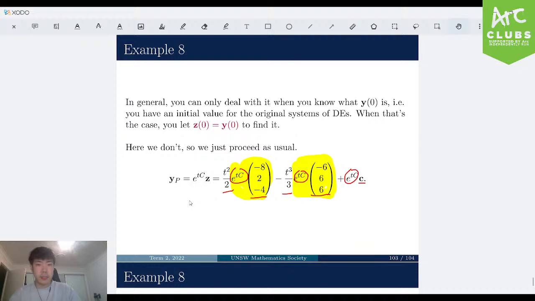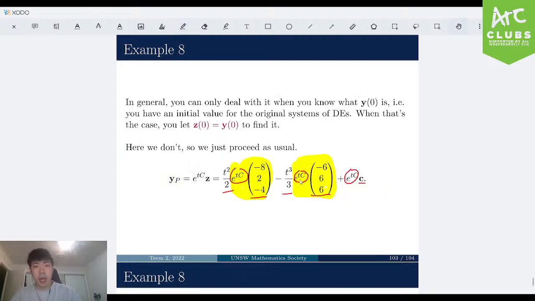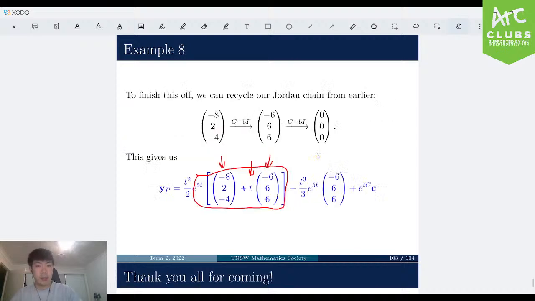So on this next slide, you will see this e to the power of tc times negative 8, 2, negative 4 will turn into this by the theorem above, because our eigenvalue is 5, and then this is the first generalized eigenvector plus t times the second generalized eigenvector. And then our e to the power of tc times negative 6, 6, 6 will become this. Again, 5 because that's our eigenvalue, and then just negative 6, 6, 6.